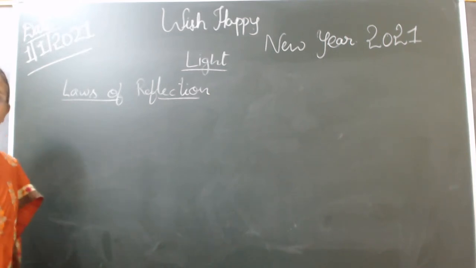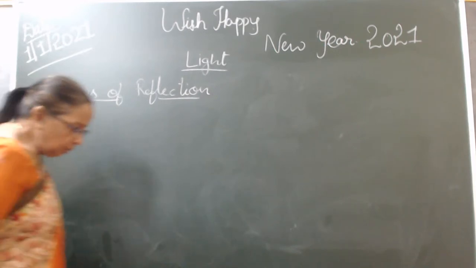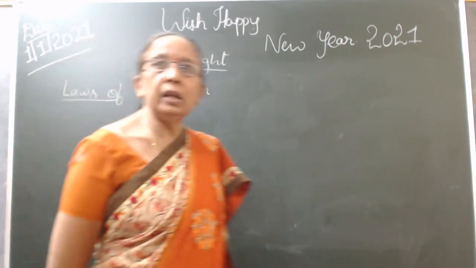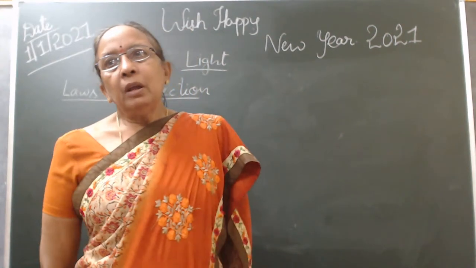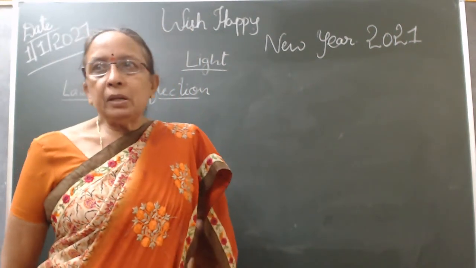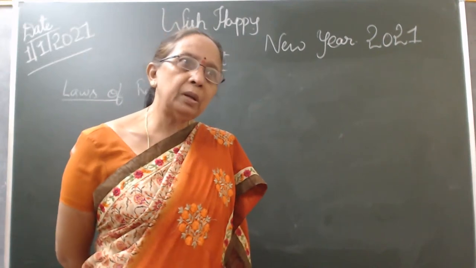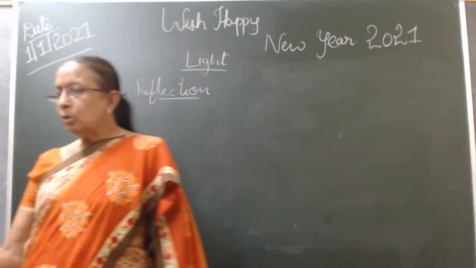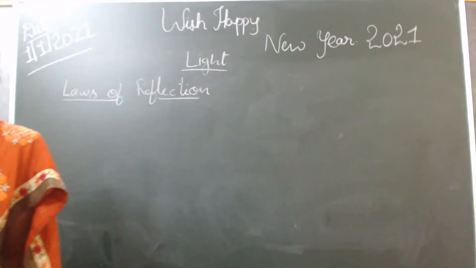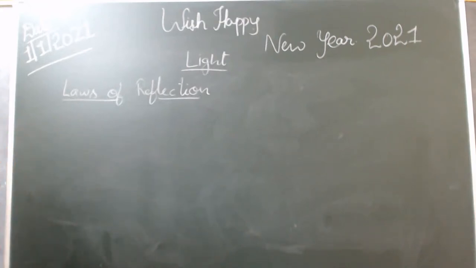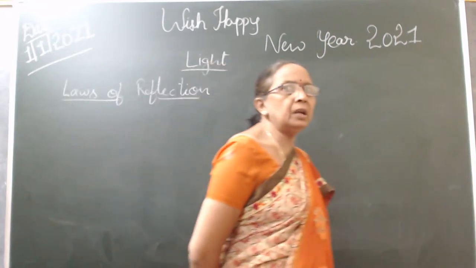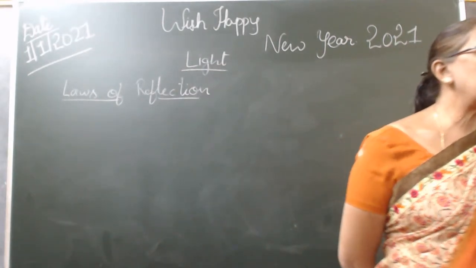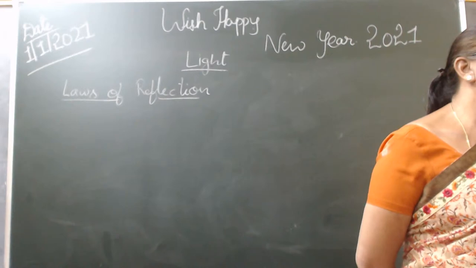include them in your diet. Second thing, wash your eyes with clean water always. Third, whenever you are reading, you should keep a distance of at least 1 foot from your eyes to the book. Fourth, never read in a dark room where light is not sufficient. Understand? Because it will strain your eyes.